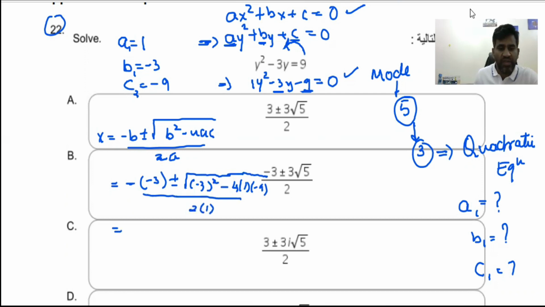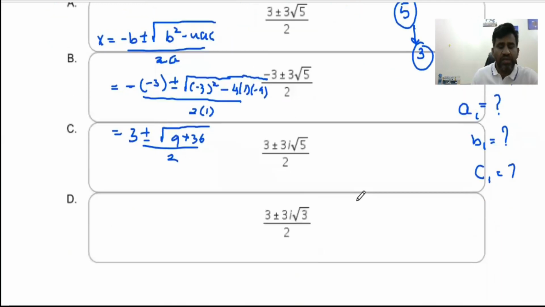Just simplify it: the negative of negative gives positive 3, plus or minus the square root of 3² is 9, negative 4 times 1 is negative 4, negative 4 times negative 9 is positive 36, over 2, isn't it? Now, to simplify further: 3 plus or minus the square root of 36 plus 9, that is 45, the entire thing divided by 2. Now 45 is not a perfect square, but I can write 45 as 9 times 5, right?